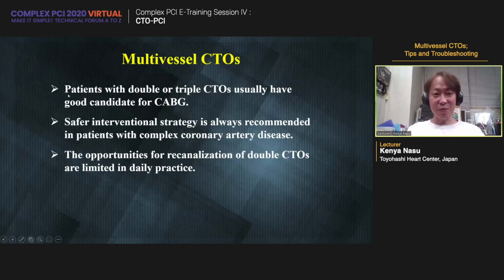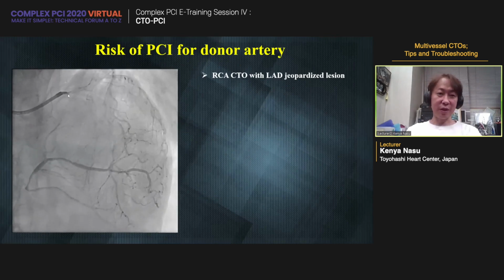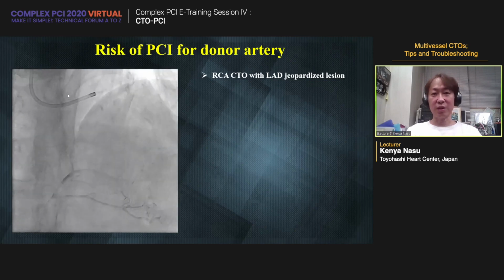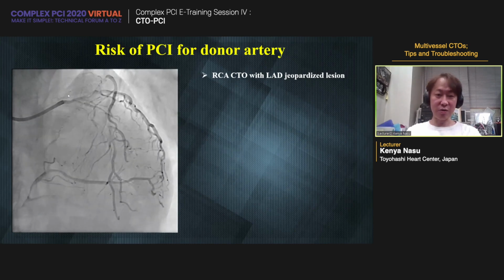So in daily practice, as I said, patients with a double or triple CTO are usually good candidates for CABG. And of course, those kinds of patients usually have some risk for PCI. So the safer intervention strategy, including CABG, is always recommended. So in daily practice, the opportunity to recognize double CTO is limited. As you know, this is not a double CTO, but one case of the risk of PCI for a donor artery. This case has an RCA CTO with an LAD jeopardized region.